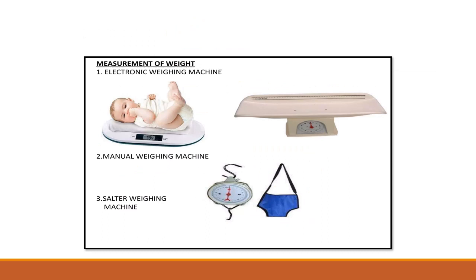And what are the weighing machines? Electronic weighing machine, for example, this one. Then this is a manual weighing machine, and this is a Salter weighing machine. For your knowledge, it is telling.